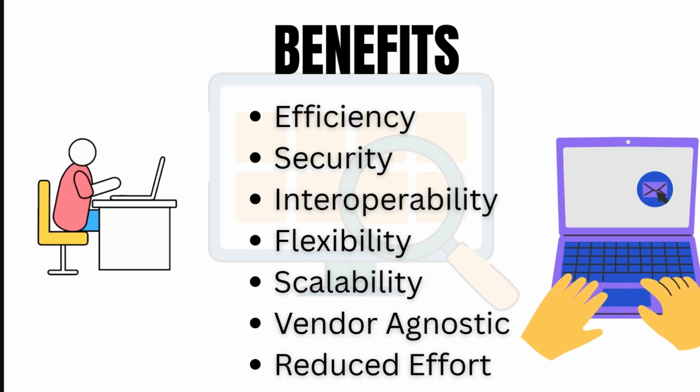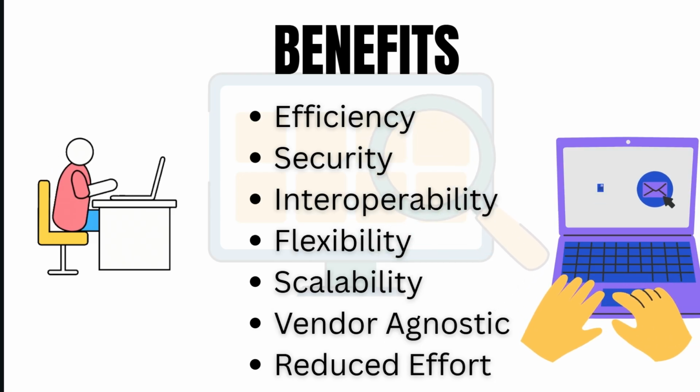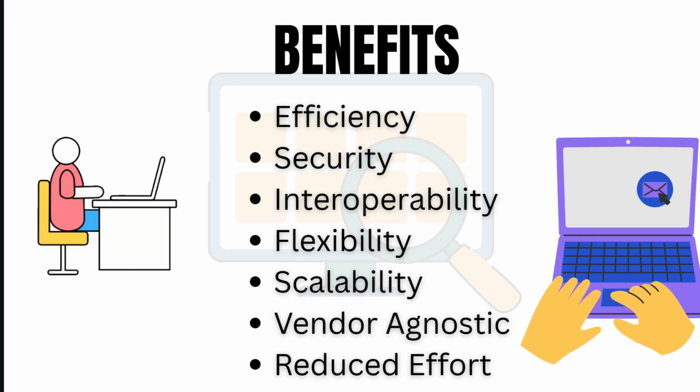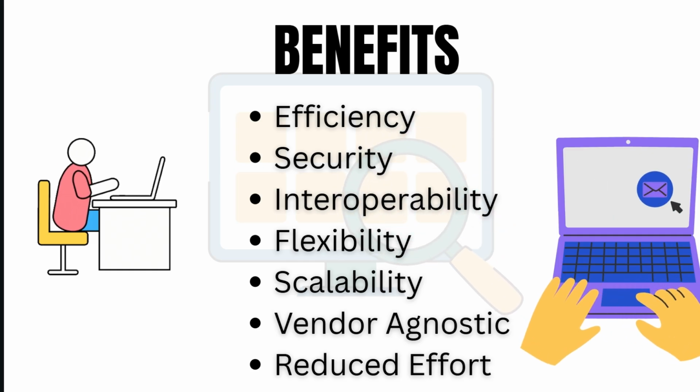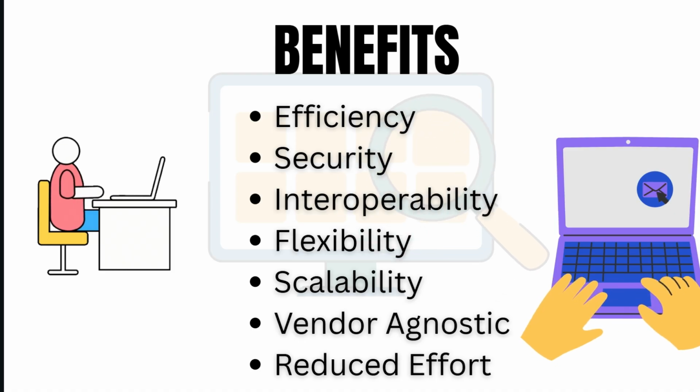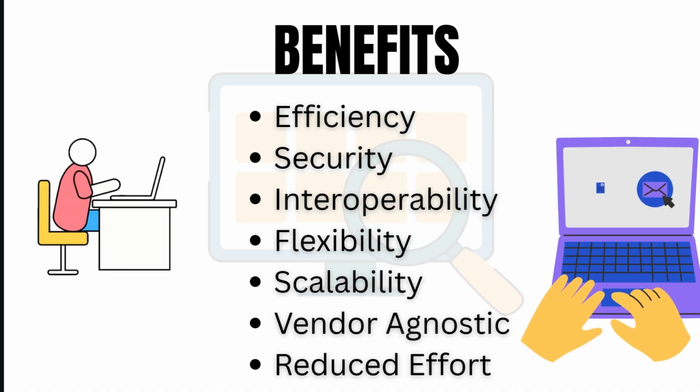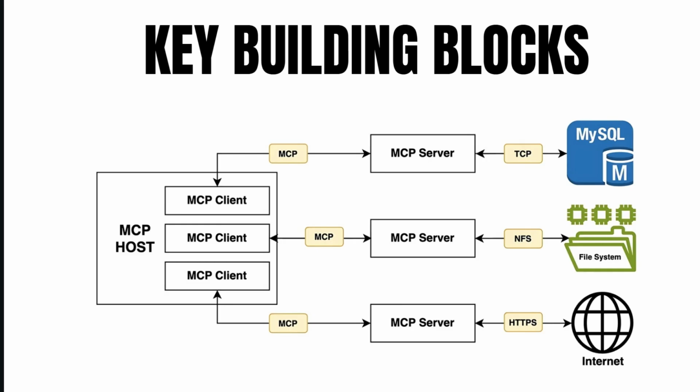Now the protocol supports two-way communication between the AI and the data sources. So it's a kind of bidirectional communication. When an AI needs information or wants to perform an action, it sends a request through the MCP protocol to the relevant MCP server. The server then interacts with the underlying system and sends a structured response back to the client. Now let's walk through a typical interaction.